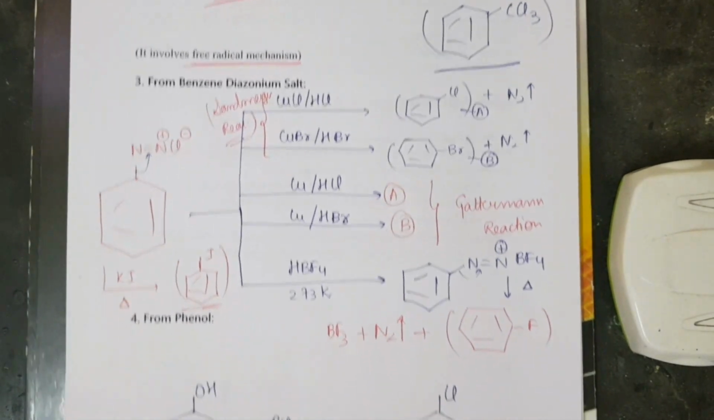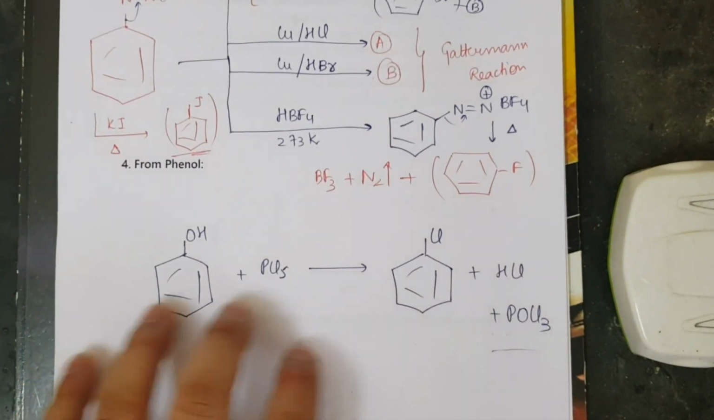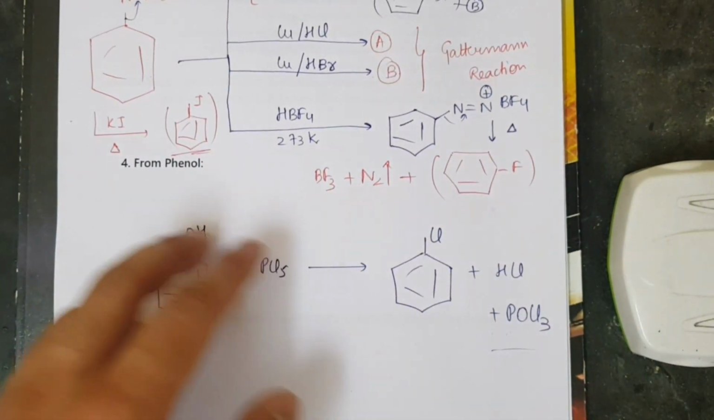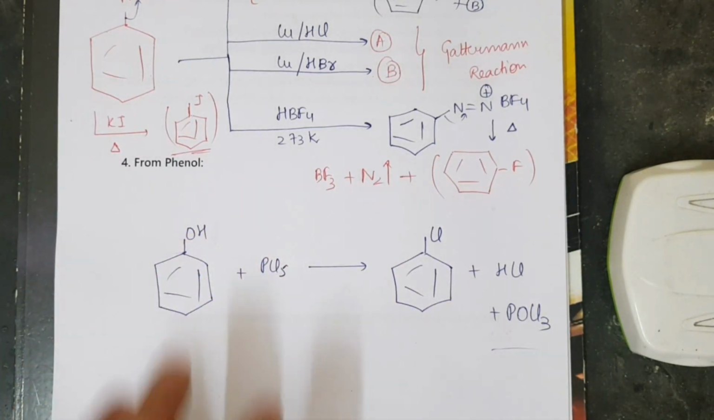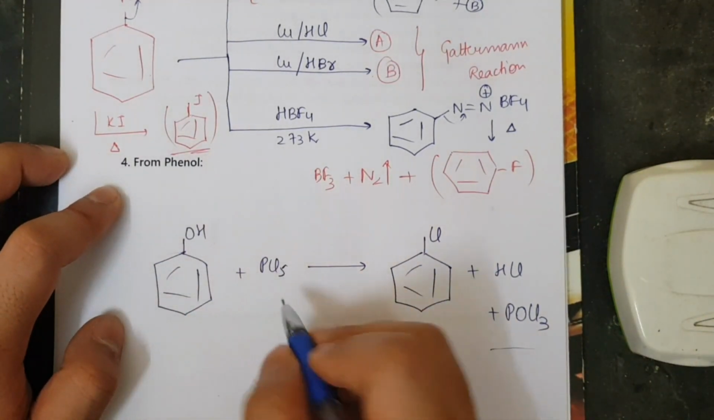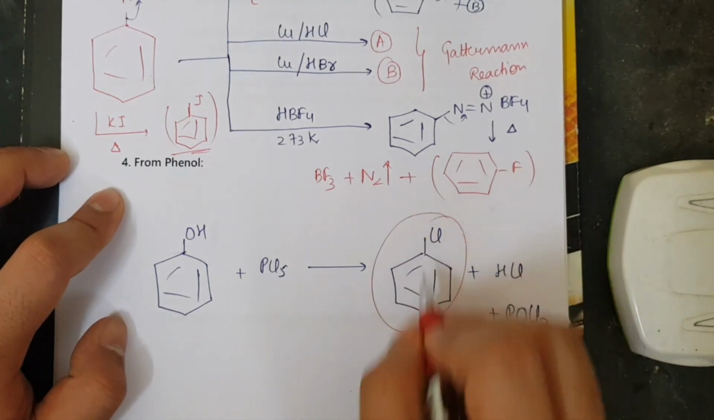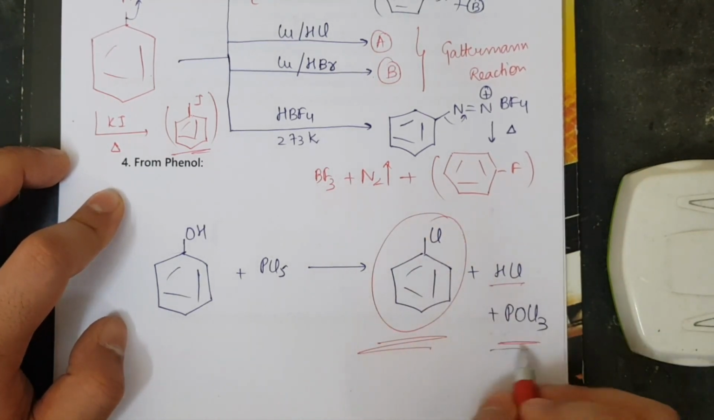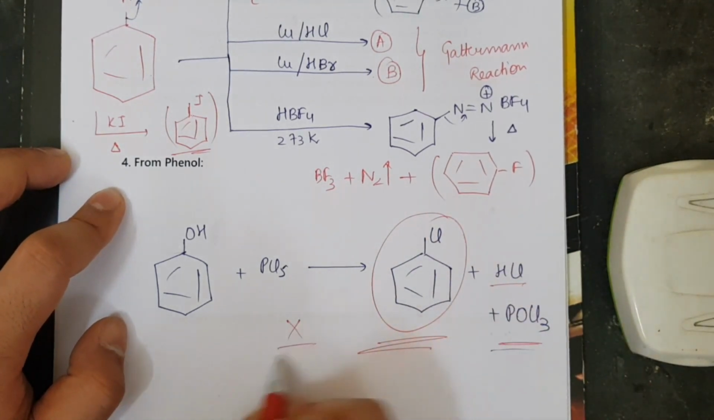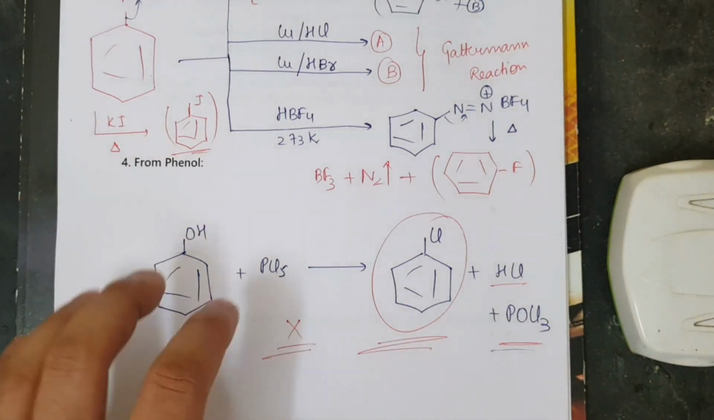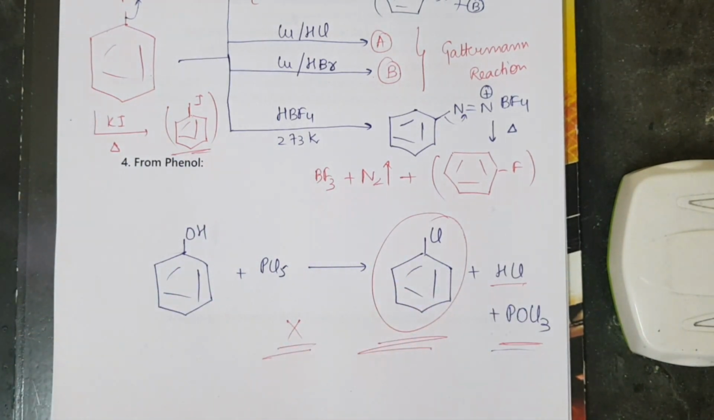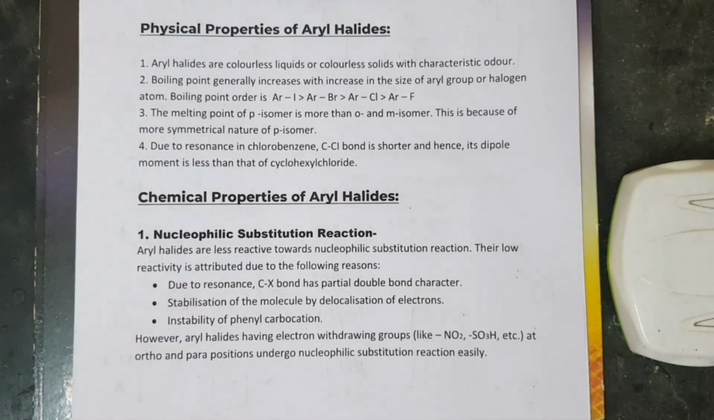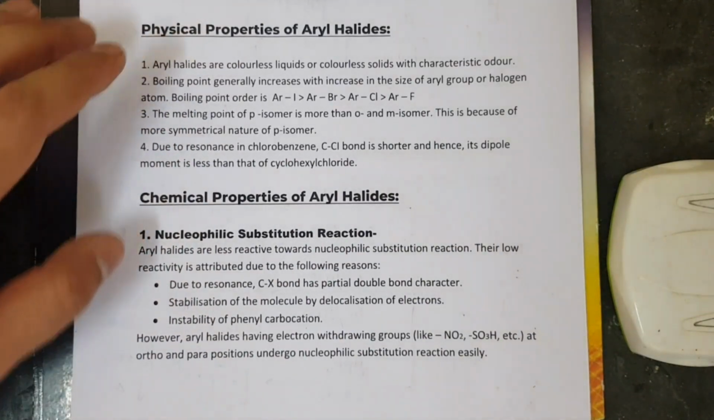Now from phenols, this is not a very good method actually because the oxidation of phenols can also occur, but still we can use it. We have phenol plus PCl5, that gives me the formation of the chlorobenzene, plus HCl plus POCl3. Not a very good method which I would say to prefer, but given in the NCERT, so this can also be done.